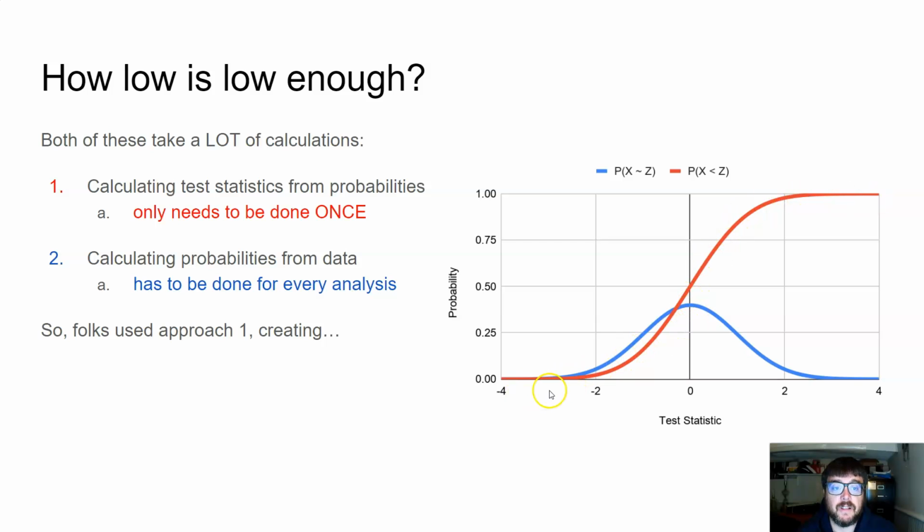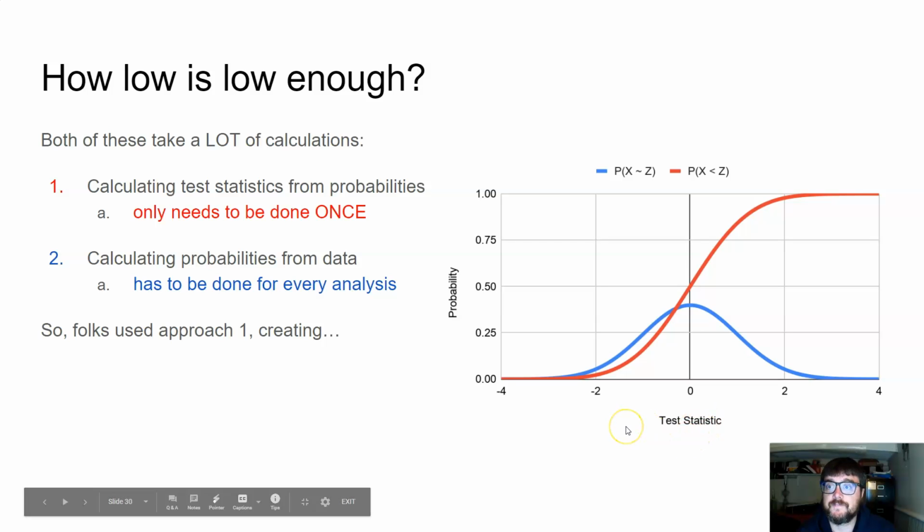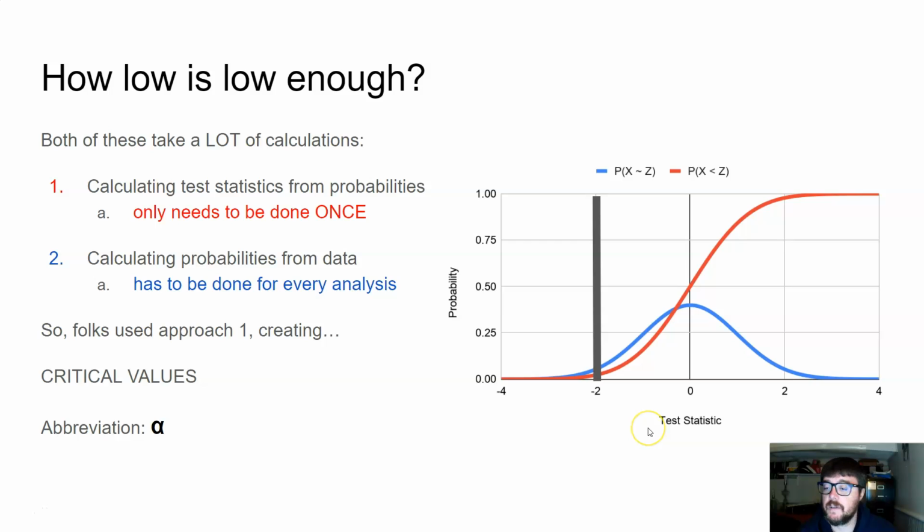If we're computing the likelihood, which is kind of like what we get with this one, where we'd say what's the probability of observing each value, that we have to compute for every analysis. So folks used approach 1. And that creates critical values.